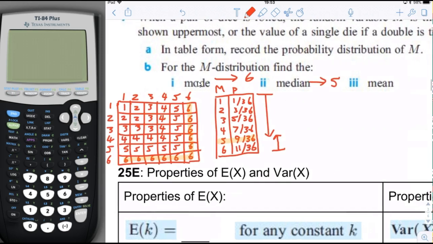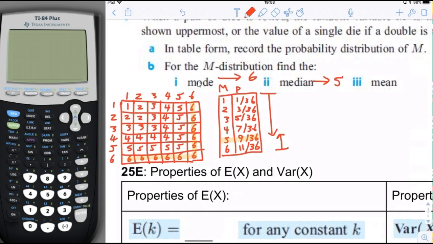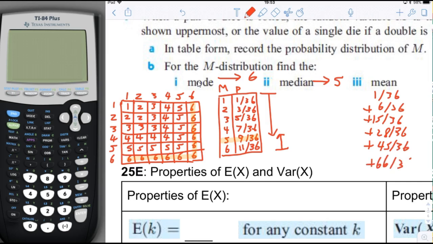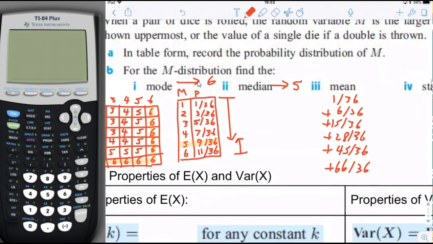What about the mean? The mean we would get by multiplying 1 times 1/36 and add it to 2 times 3/36 and add it to 3 times 5/36, etc. So the way we could write it out would be 1/36 plus 6/36 plus 15/36 plus 28/36 plus 45/36 plus 66/36. Okay? So what would that be?